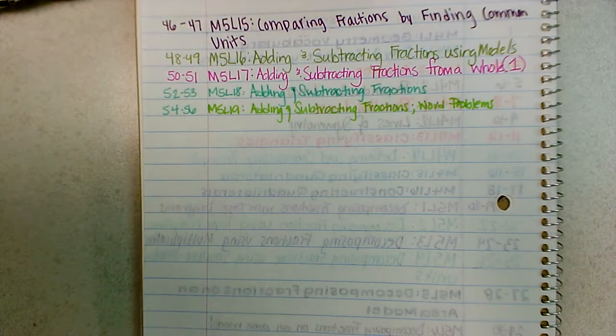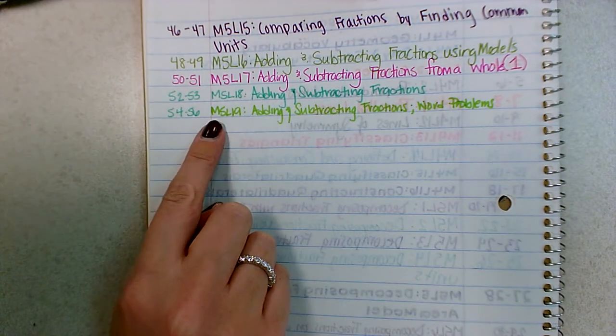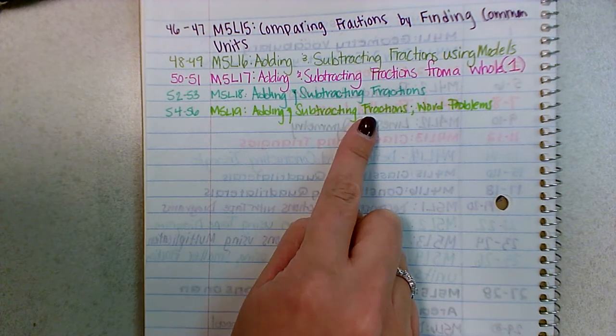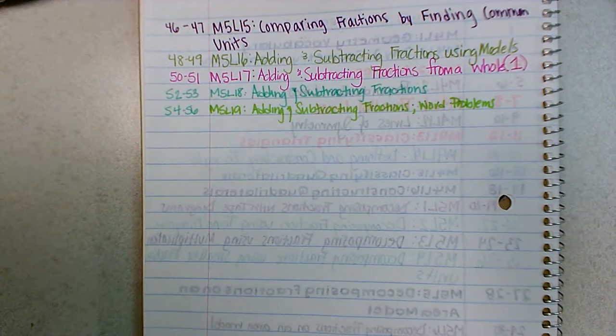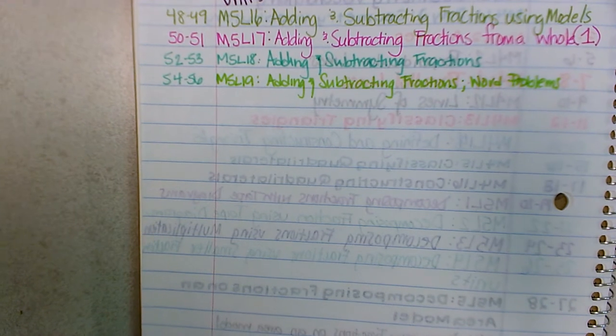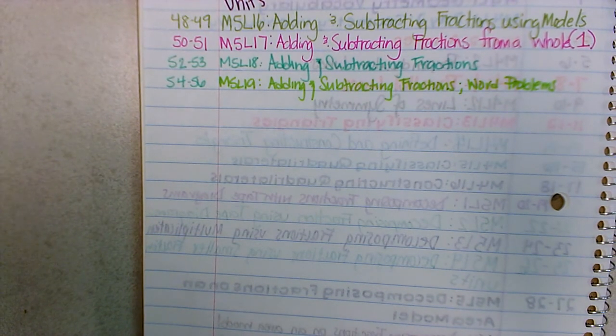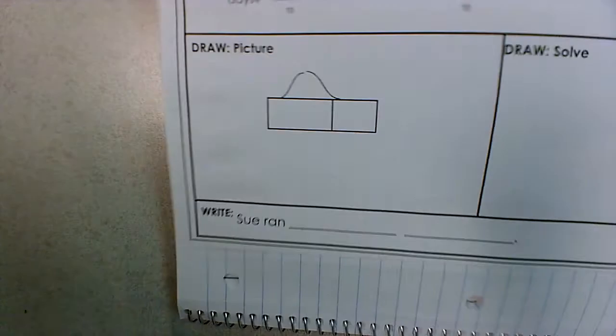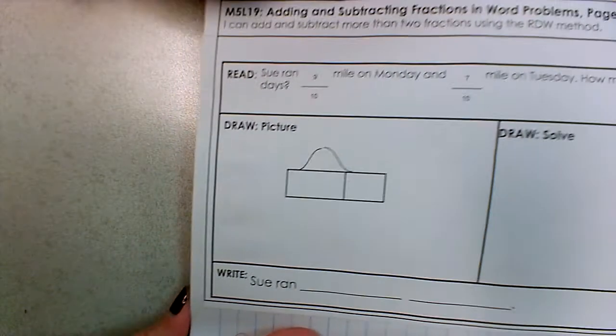Hi, fourth graders. Today we are on Module 5, Lesson 19, and we are adding and subtracting fractions using word problems. And you'll notice that we have 3 pages today. So make sure on your table of contents you plan that accordingly, and then head to your note page. And we will be ready for our first problem.